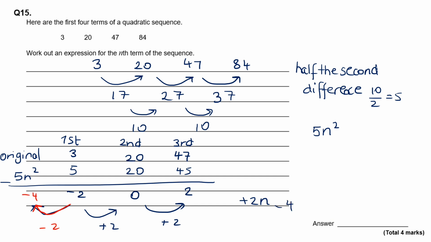Which means our answer is going to be 5n squared plus 2n, take away 4. If in doubt, you can double check your answer. So if you were to substitute 1 into n, it should give you 3 because that's the first term. If you were to substitute 2 into n, it should give you 20, which is going to be the second term. And that's how you can check your answer.